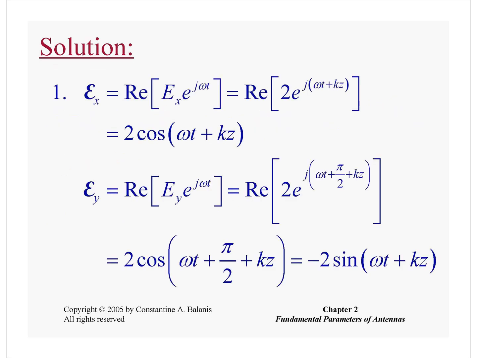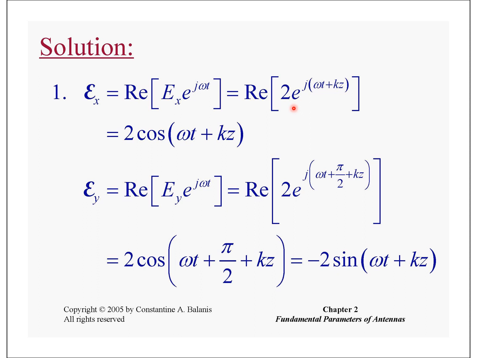Now let us convert into time harmonic form. The first step is to convert the x component and the y component into time harmonic form, and the equation for that is, we multiply the space domain electric field Ex with the time factor e^(jωt), and then we take the real of this. Ex was given by 2 e^(jkz), so it can be combined with e^(jωt). So we got the term in the bracket, that is 2 e^(j(ωt + kz)).